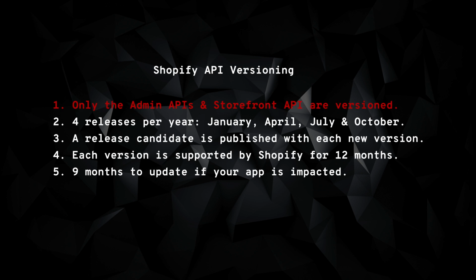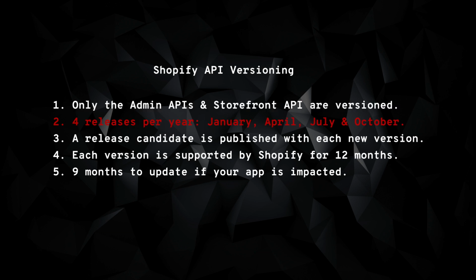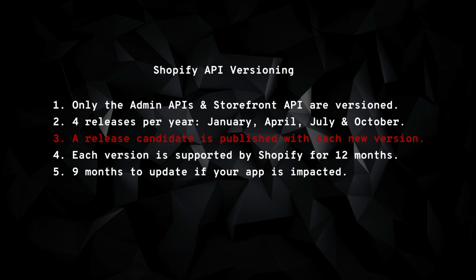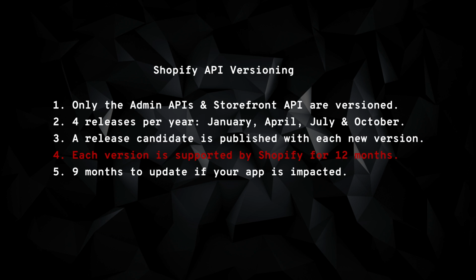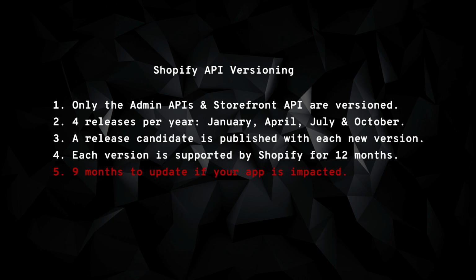Before we continue, let's recap 5 key points. 1. Only the admin APIs and the storefront API are versioned. 2. Shopify releases 4 new versions of the API every year, at the beginning of January, April, July, and October. 3. Each of these versions is accompanied by a release candidate for the next version of the API. 4. Each version is supported for a total of 12 months. And 5. Because you have 3 months between versions, that means you only have 9 months from the introduction of a change that impacts your application to update your app to the new behavior.